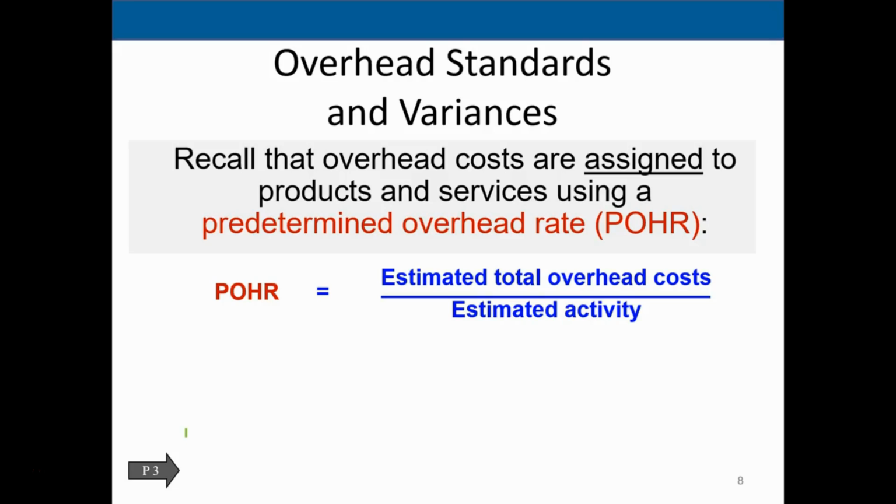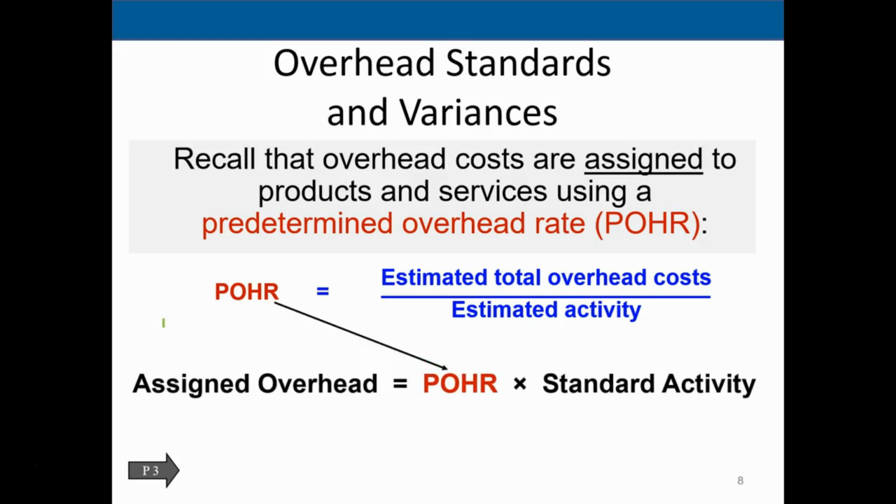So things like depreciation, things like utilities on the plant, things like small materials and whatnot that go into the production process. We put that all into one bucket, and then we apply that out using our predetermined overhead rate, which is calculated as estimated total overhead costs, what we think the overhead should be, divided by the estimated activity. And that will give us our rate that we will then use to apply out. So assigned overhead is the predetermined overhead rate times the standard activity. That's the standard rate that we're going to use.